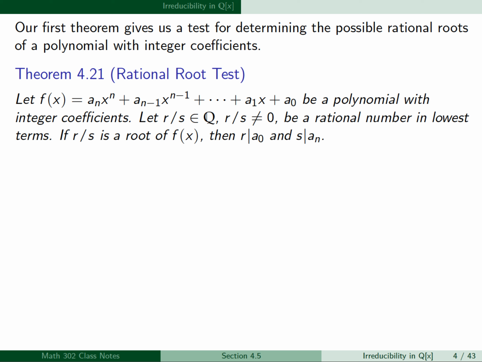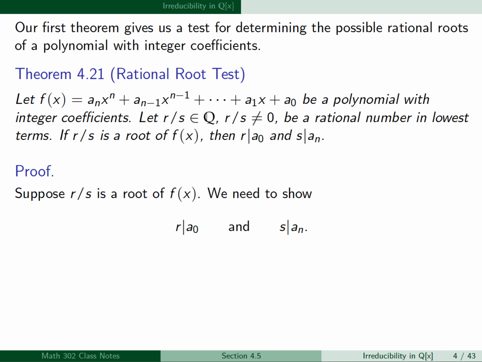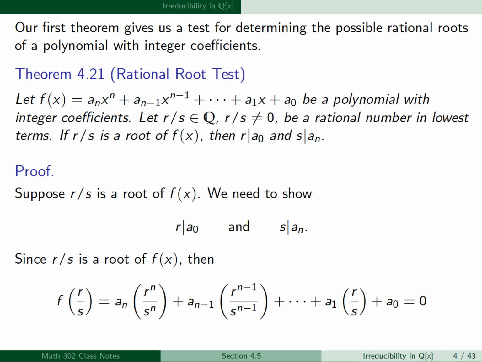If r/s is a root of f(x), then r divides a_0, which is the constant coefficient, and s divides a_n, which is the leading coefficient. To prove this, we'll start off supposing r/s is a root of f(x). We then need to show our conclusion: r divides a_0 and s divides a_n. Since r/s is a root of f(x), then f(r/s), which is the expression shown, is equal to 0.